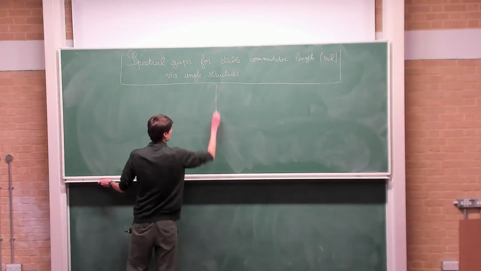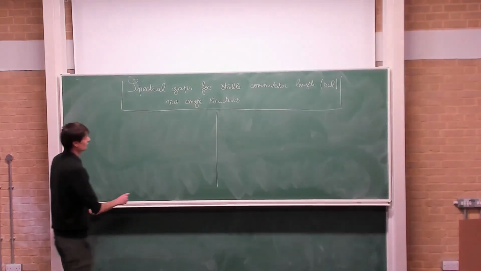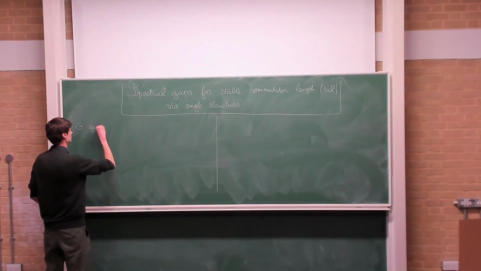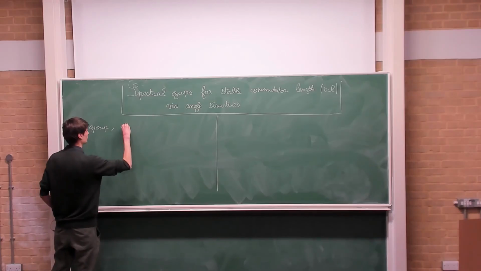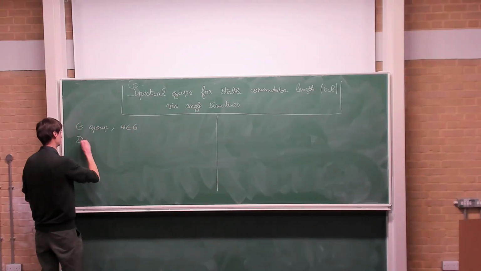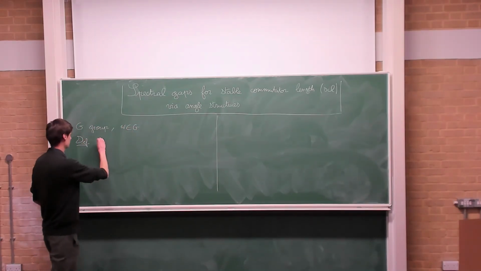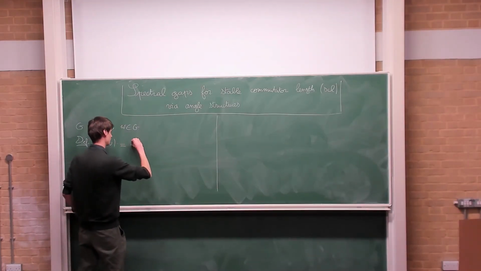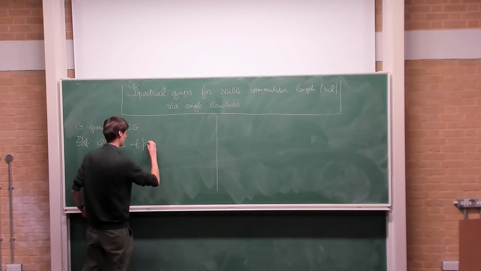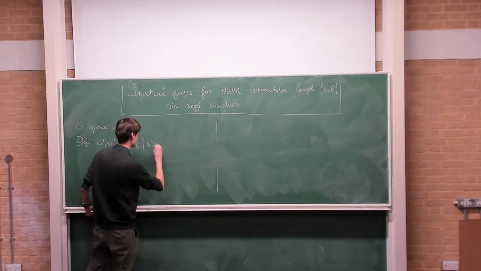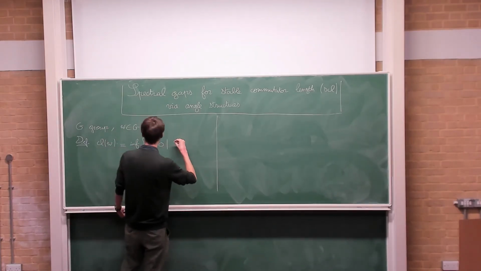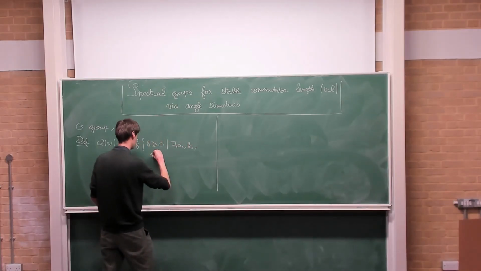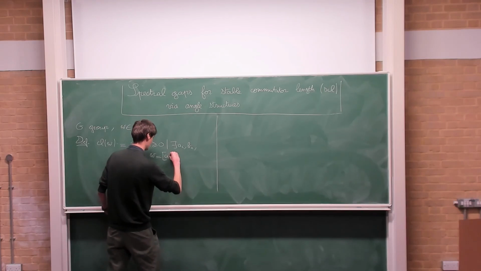So let me start with the definition. I will actually give you three different definitions. So we start with a group G and an element W in G. And the commutator length of W is defined to be the infimum of the K at least 0, let's say, such that there exist a_i's and b_i's such that I can write W as a product of K commutators.